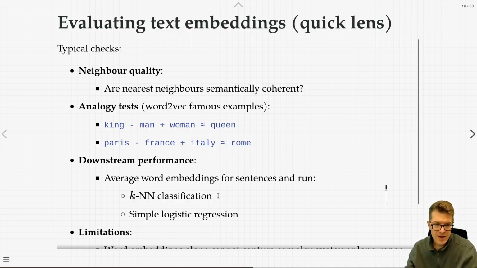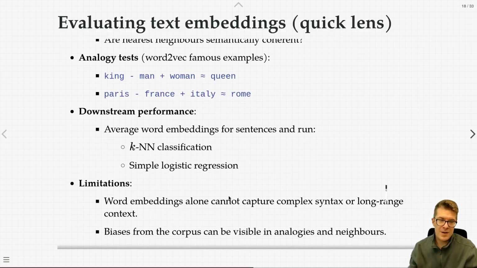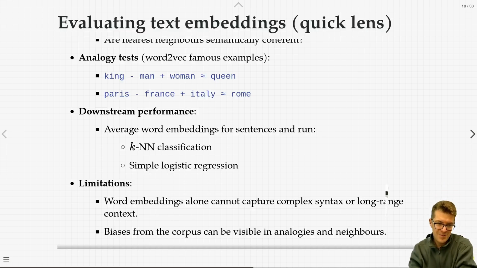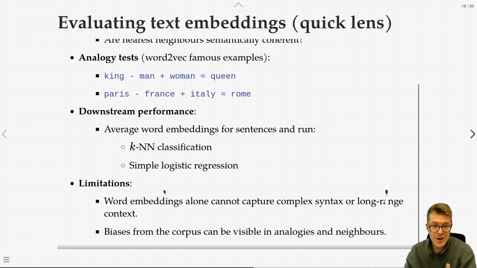But then finally, the meat of the thing is downstream performance. We want to take the embeddings for sentences and then run them through, again, simple little classifiers like k-nearest neighbors, or maybe simple logistic regression, which is our go-to workhorse for the simplest model we can find, and then see if we get good performance.